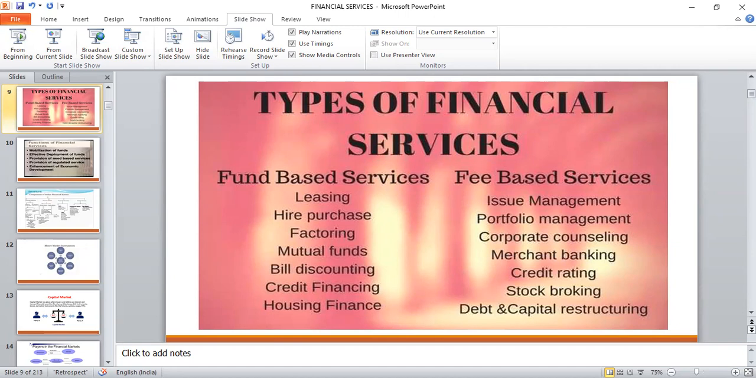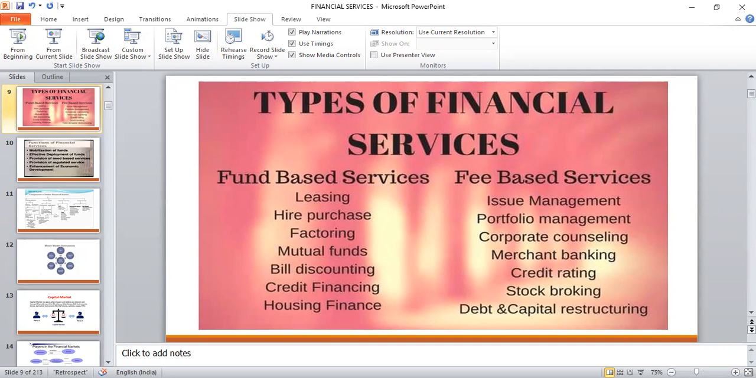What do you mean by fund-based services? Firstly, I just want you to have clarity on that. Fund-based services are nothing but services provided by us, the financial institutions. Fund-based services: first one is leasing, hire purchase, factoring, mutual funds, bill discounting, credit financing, housing finance. So these are the fund-based services. That is, we will do the investment firstly, and then we will get the benefit.